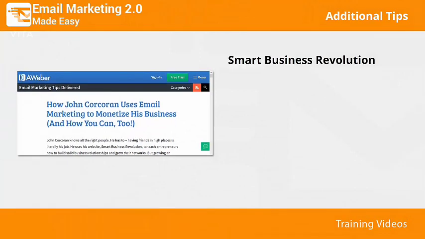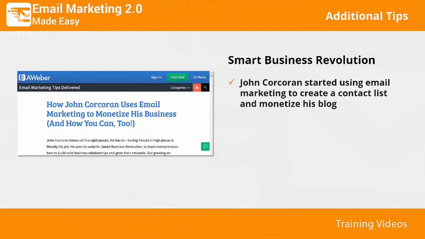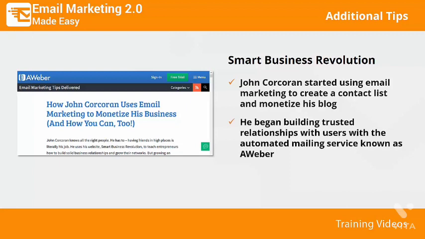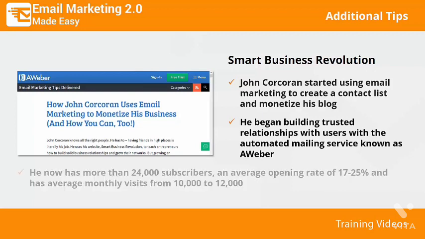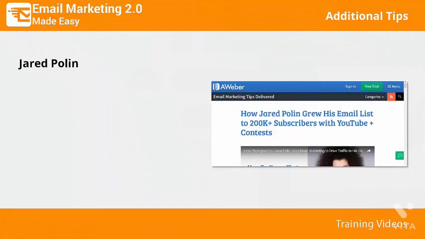Smart Business Revolution. John Corcoran started using email marketing to create a contact list and monetize his blog. He began building trusted relationships with users with the automated mailing service known as Aweber. He now has more than 24,000 subscribers, an average opening rate of 17 to 25%, and has average monthly visits from 10,000 to 12,000. Jared Polin.